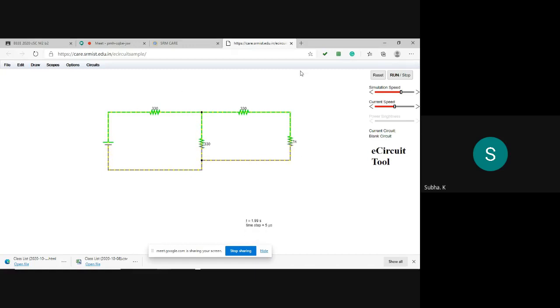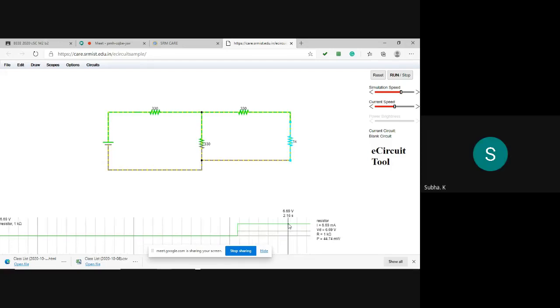Okay, so I have finished the circuit combination. Now what do I need to find? First circuit, I need to find the current through what resistance? 1K resistor. Okay, so I will left click and I will view in scope. If I give view in scope, all the values are displayed at the bottom corner, you can see, isn't it? Yes, ma'am.